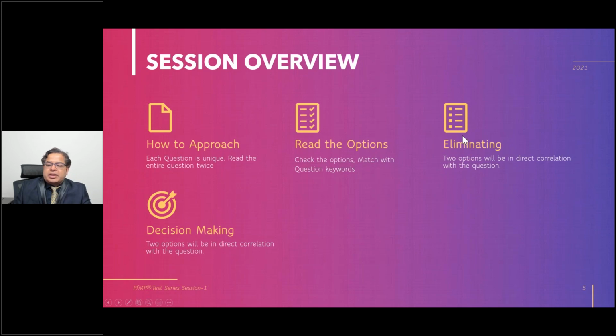In decision making, two options will have a direct correlation with the question. Many times you find that two or even three can be very close, and it's difficult for you to eliminate them. That is where your learning will be useful to you. That is where your detailed learning about the sequencing, the documents, the domain, and the artifacts will be useful. As my students, you get to learn how to build your sequence and get to the right answer in the shortest time. I hope I can give some of the learnings today, which will be useful for you.